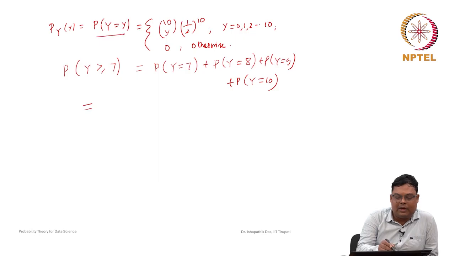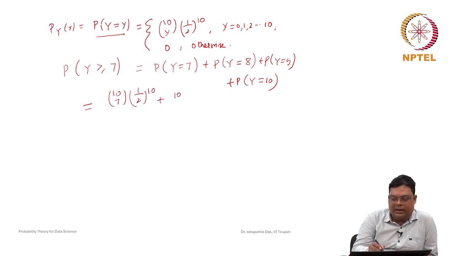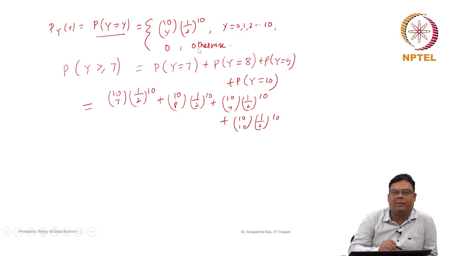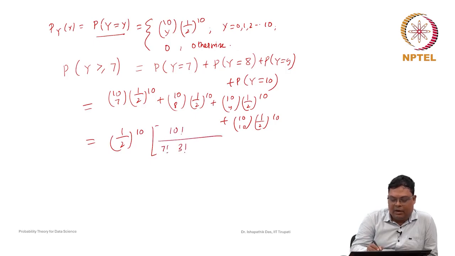So, y is equal to 7 we will find from this expression. This is nothing but 10 c 7 (1 by 2) to the power 10, here no change, plus 10 c 8 (1 by 2) to the power 10 plus 10 c 9 (1 by 2) to the power 10 plus 10 c 10 (1 by 2) to the power 10, because this is the probability mass function. Now (1 by 2) to the power 10 is common. So, 10 c 7 we can write as 10 factorial over 7 factorial, 3 factorial, plus 10 c 8 as 10 factorial over 8 factorial, 2 factorial, plus 10 c 9, which is nothing but 10, and 10 c 10 is nothing but 1.